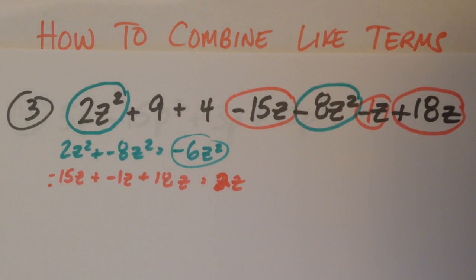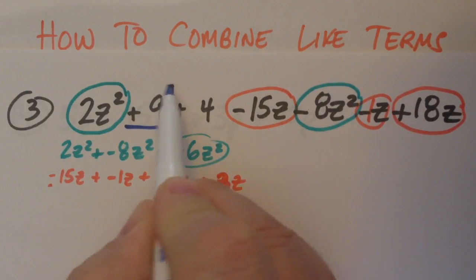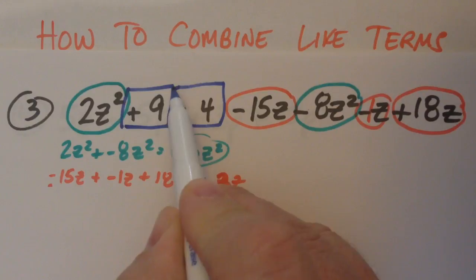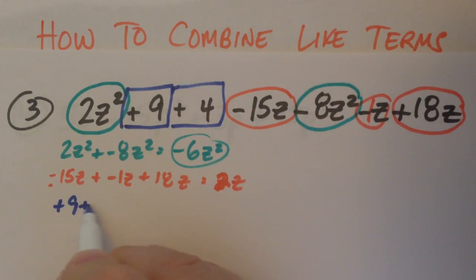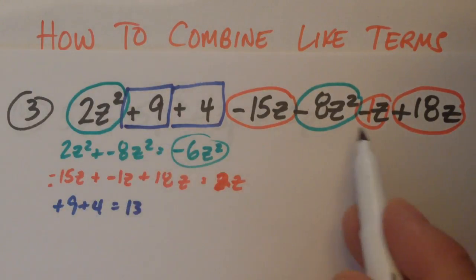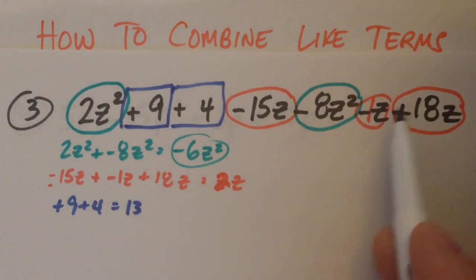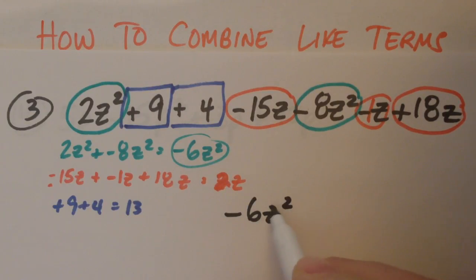Okay. And then I have my constants. I have plus 9 and plus 4. So that's going to be equal to 13. So my final answer, to simplify this complicated algebraic expression, would be negative 6z squared plus 2z plus 13.